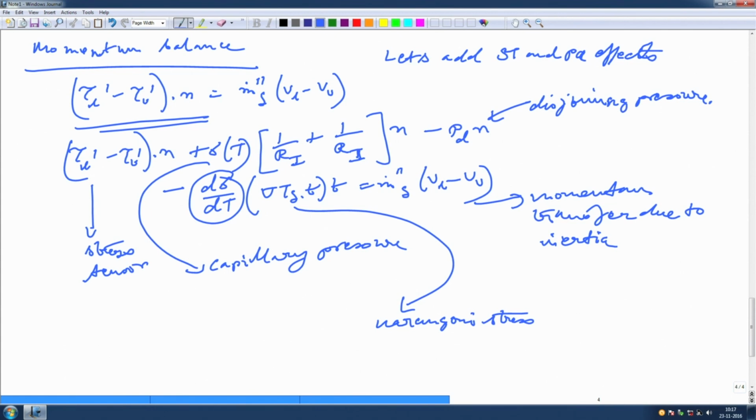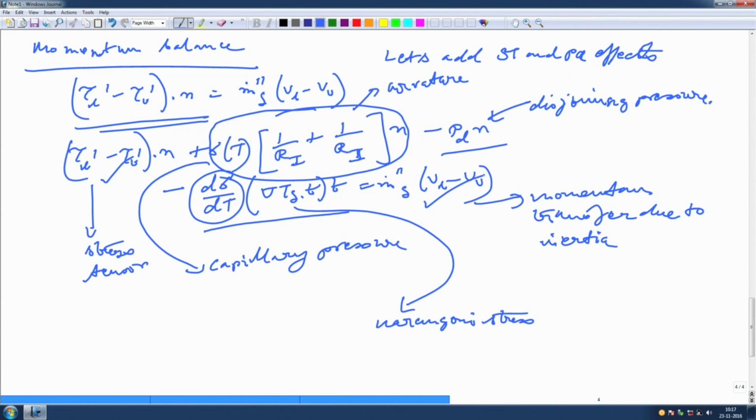So, as you can see, if the interface is absolutely flat, this term will go to 0, correct. The second term will only come when there is a curvature, right. If there is no curvature, why should the term be retained? If the film is very thick, the disjoining pressure will go. If there is no temperature variation, this term will also go. So, we would go back to our original formulation across the interface, right.